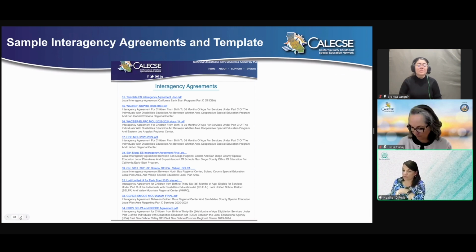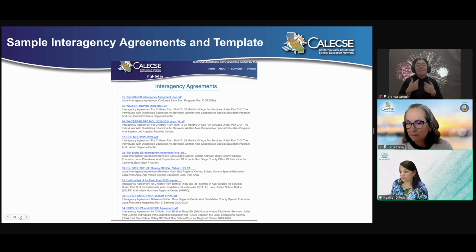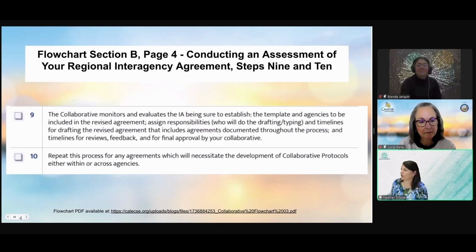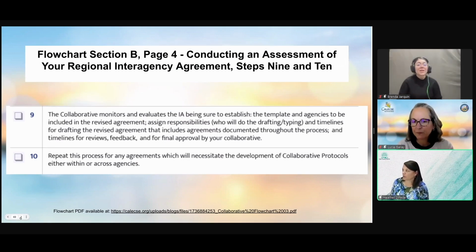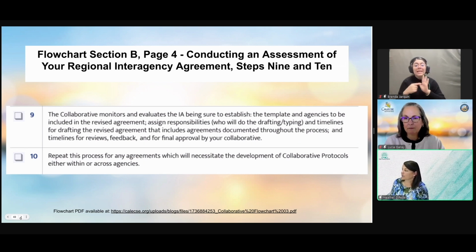We have, through our exemplar lead through CalECSE, collected a variety of samples of interagency agreements across the state for you to use as you see fit in your area. Jumping back to the flow chart, going back to conducting an assessment of the interagency agreement and then steps 9 and 10.